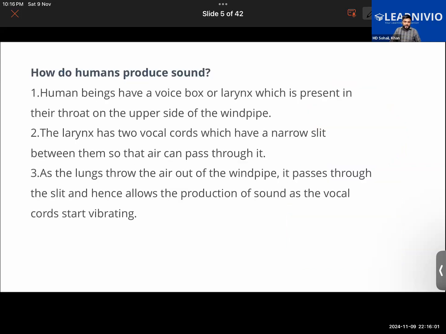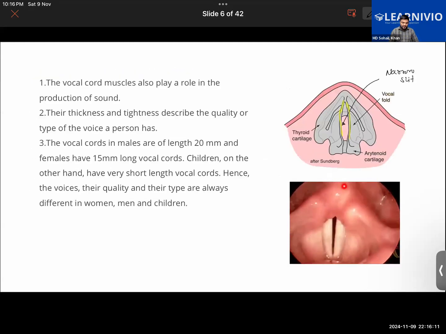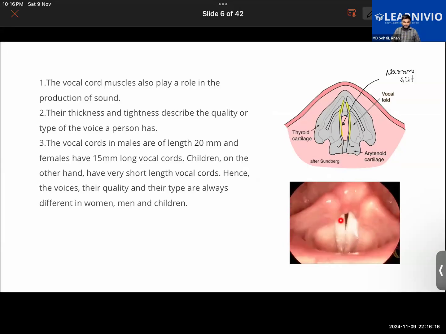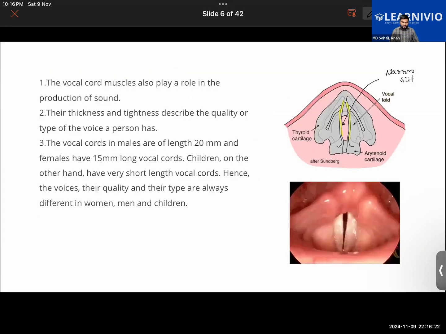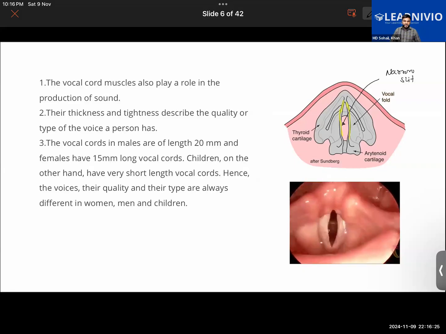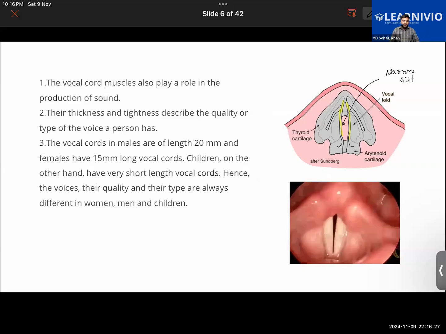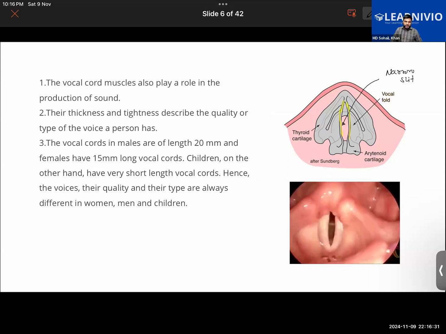So what happens here? As we speak, the lungs throw the air out of the windpipe, so it will pass through the slit and make the vocal cords vibrate. Because of the vibration of the vocal cords, sound will be produced. Getting it? How the sound is produced? Yeah. So due to the vibration of the vocal cords, sound is produced.